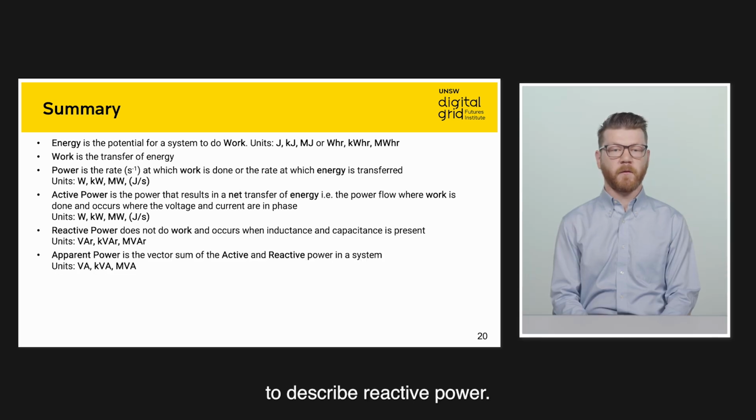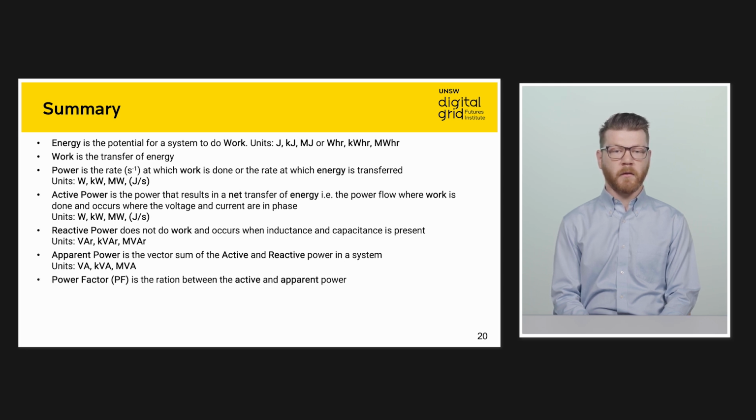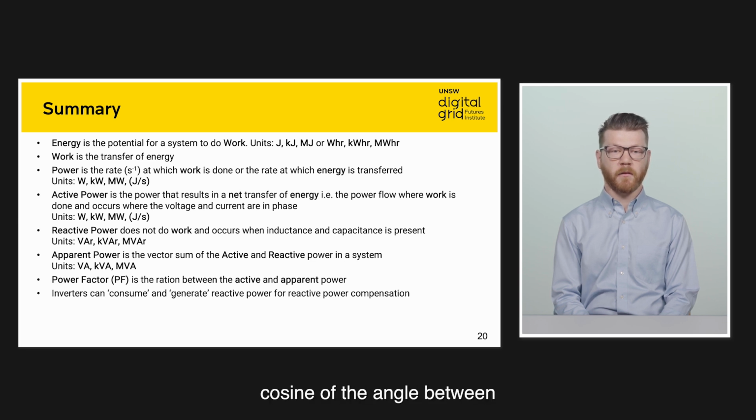Apparent power is simply the vector sum of the active and reactive power in a system, and it has units volt-amps, kilovolt-amps, or megavolt-amps. The power factor is the ratio between the active and apparent power. In more technical terms, it's the cosine of the angle between these two vector components.